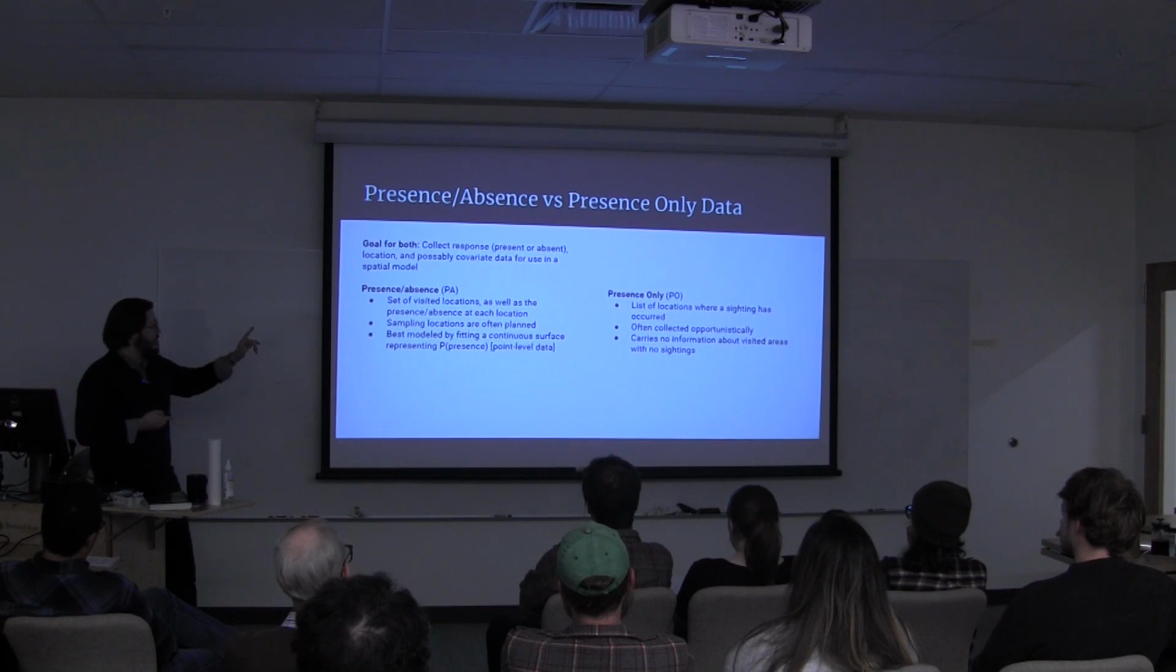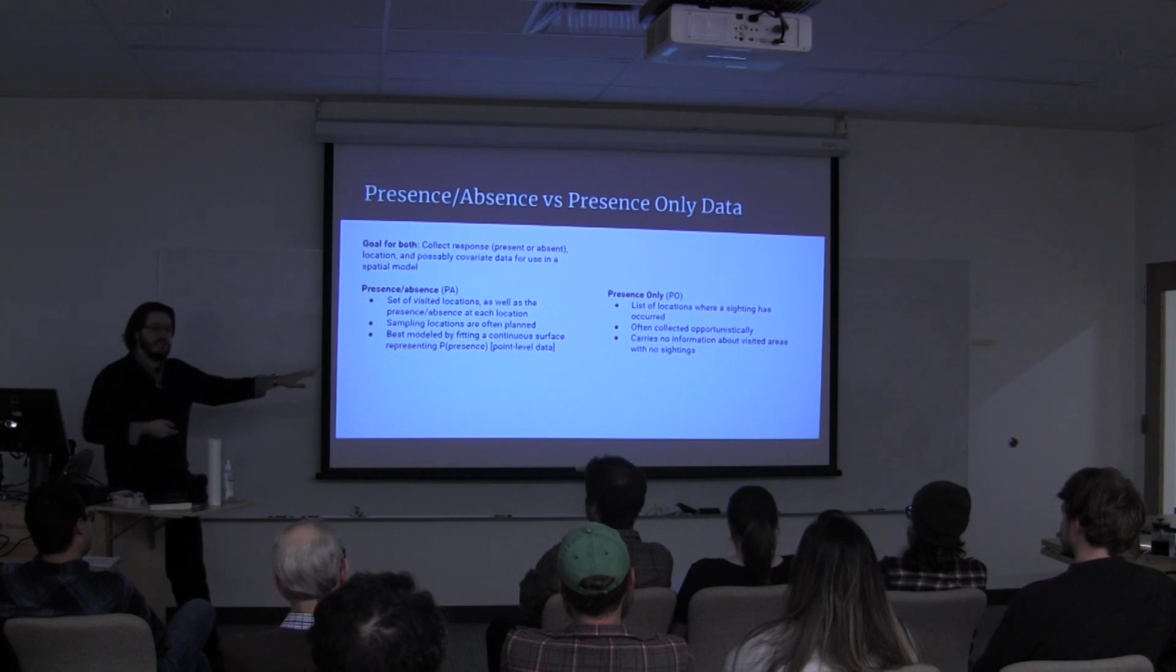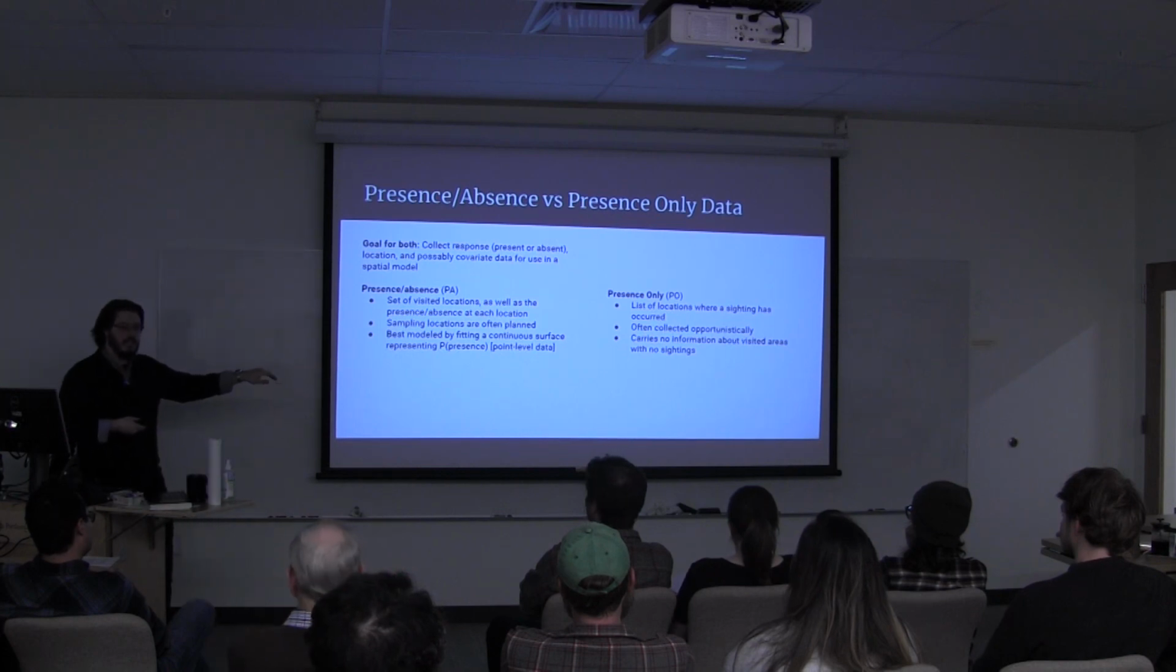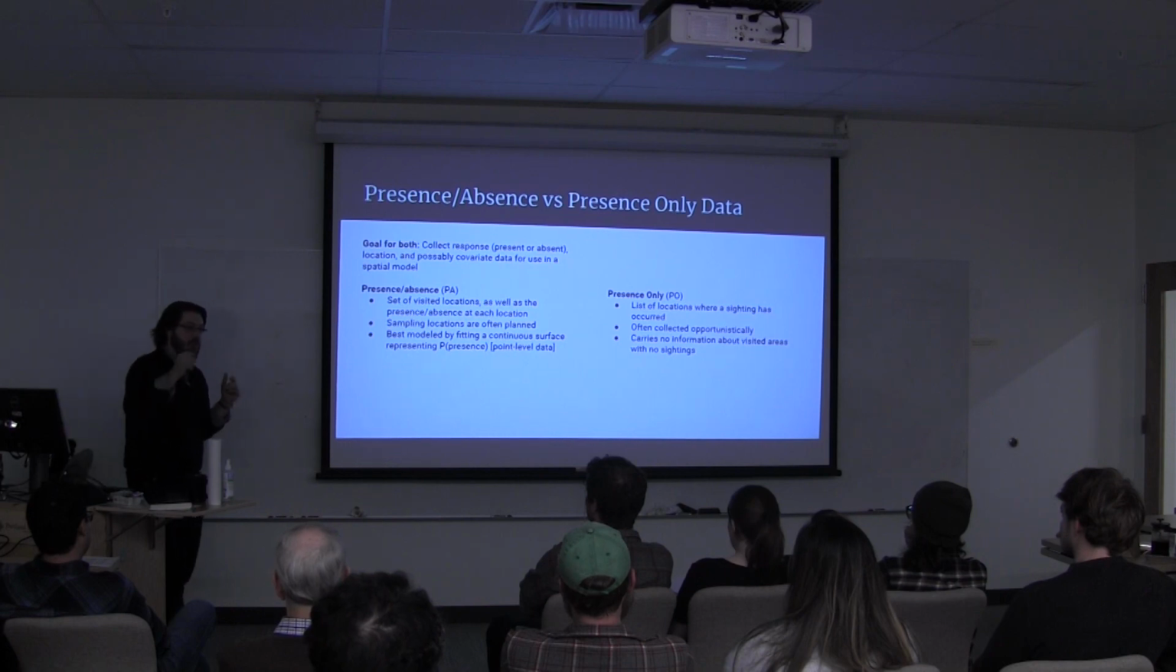And then presence-only data, these are a list of locations where sightings of that species have occurred. And often this is opportunistic. If you're a field biologist, you're out studying birds and you happen to see a mule deer, you tell your buddy, oh, I saw a mule deer. He says, oh, good, I'll mark where that happened, right? That would be presence-only data.